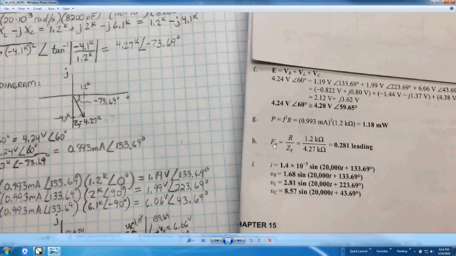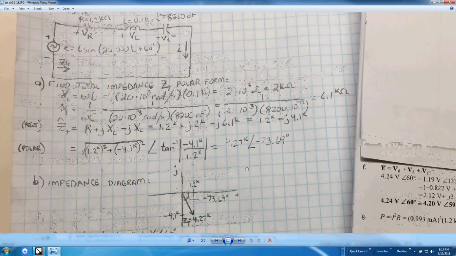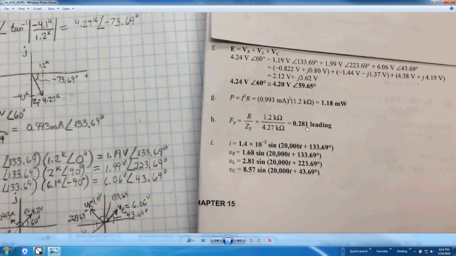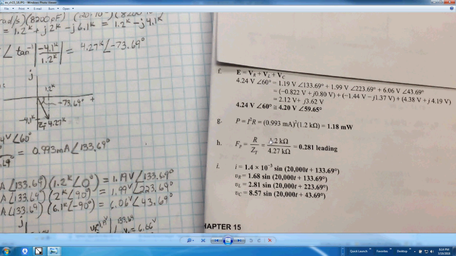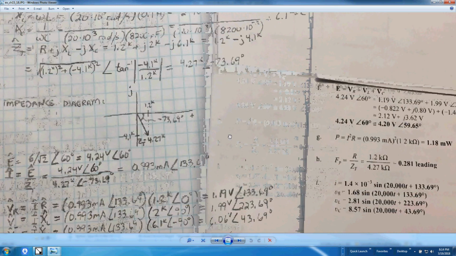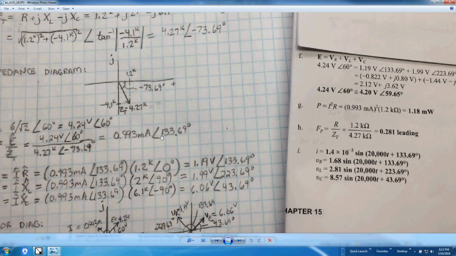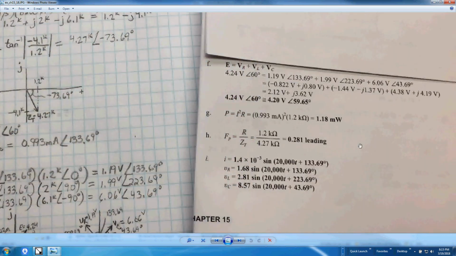Power factor is R over ZT again, 1.2K over 4.27, which is what we found for ZT right here, that magnitude, and it's 0.281. And the reason why it is leading is because, again, the only way you're going to know is you have to compare E and I. So E is 60, I is 133. So theta I is greater than theta V or E. So you know that the current leads the voltage because this number is greater than that number. That's how you know that's leading.